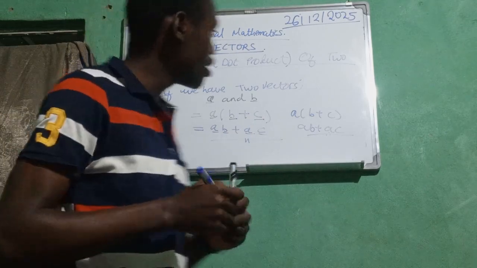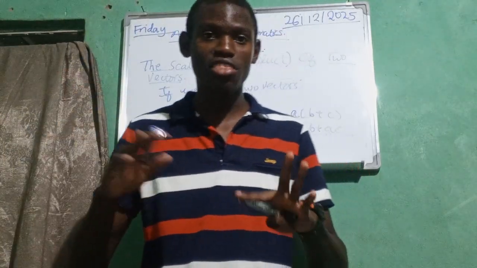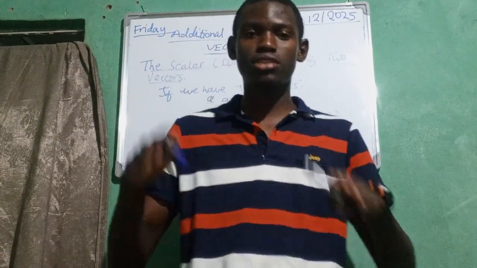So we have explained the dot product and the rules to follow under the dot product, or the scalar product of two vectors.